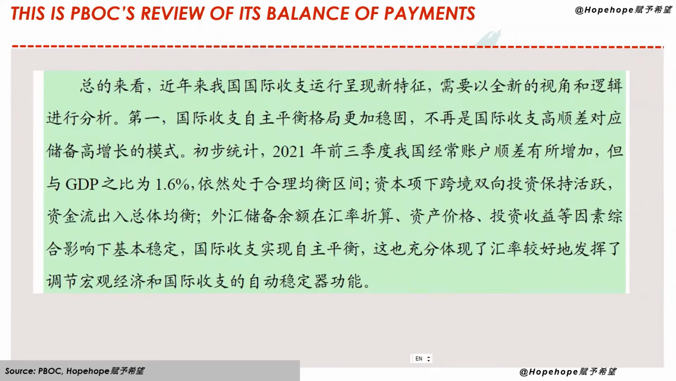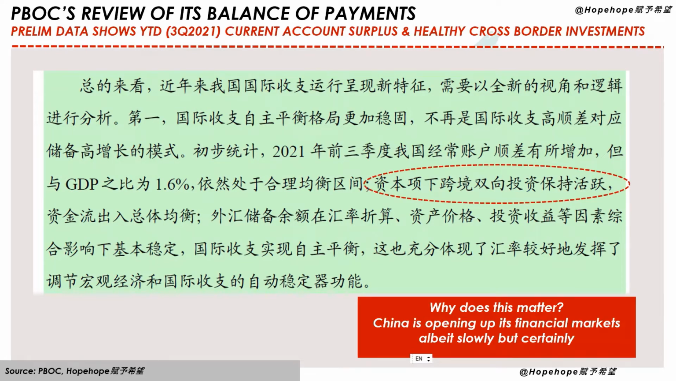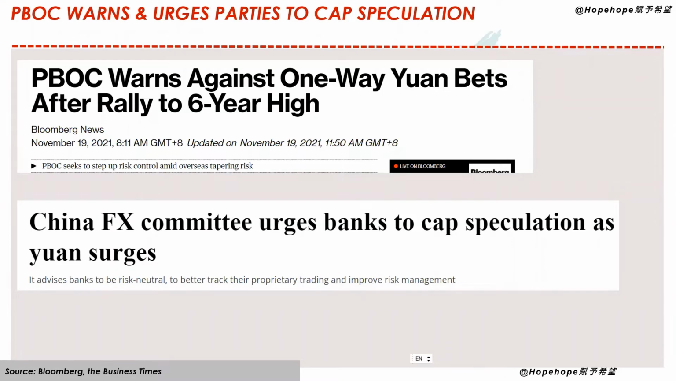This is the PBOC's review of its balance of payments. The data shows year-to-date current account surplus and healthy cross-border investment. Why does this matter? China is opening up its financial markets a bit slowly, but certainly. PBOC recently also warned and urged parties to curb speculation on Renminbi.